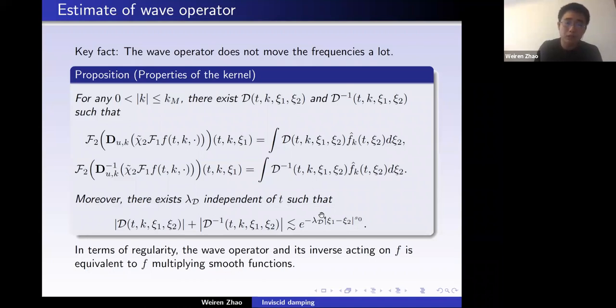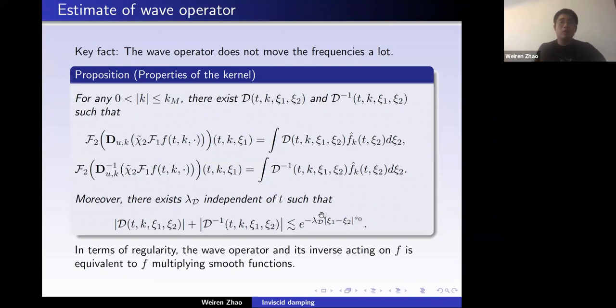So the wave operator commutes with a smooth function, then we have this. It means that after the commutator, this has some gain of derivative of order two. Okay, this is also important in our estimate.